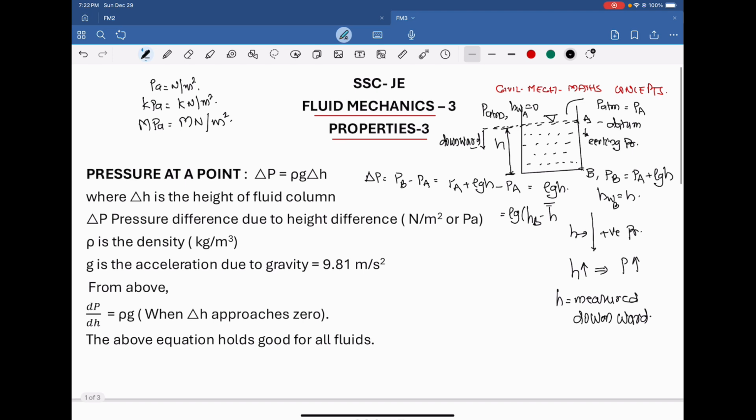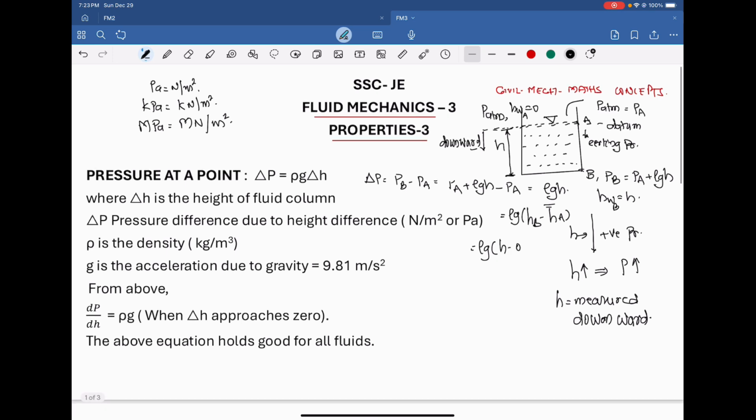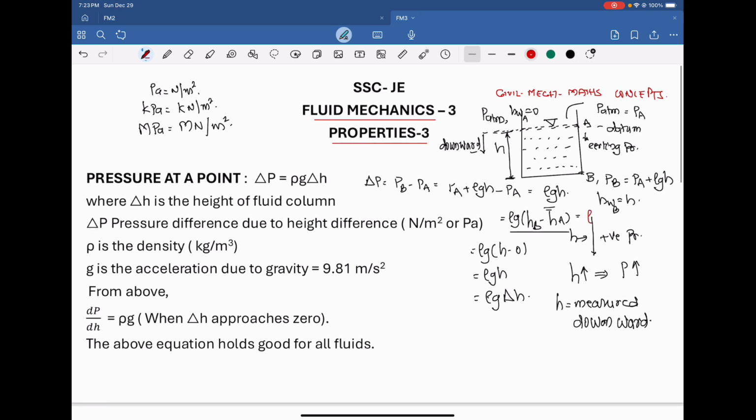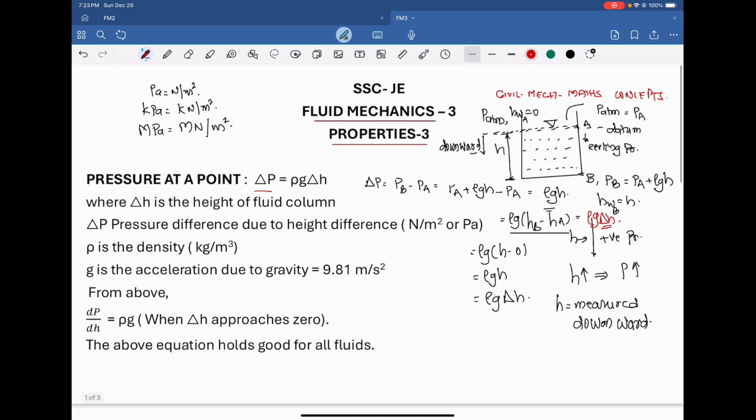What is HB minus HA? That is equal to rho G into HB is H, HA is 0. Hence it is rho GH. This can be written as rho G into delta H, the difference in height. HB minus HA is nothing but the difference in height. Do you agree to it? This is rho G delta H. That means the difference in pressure is equal to rho G into the difference in H.